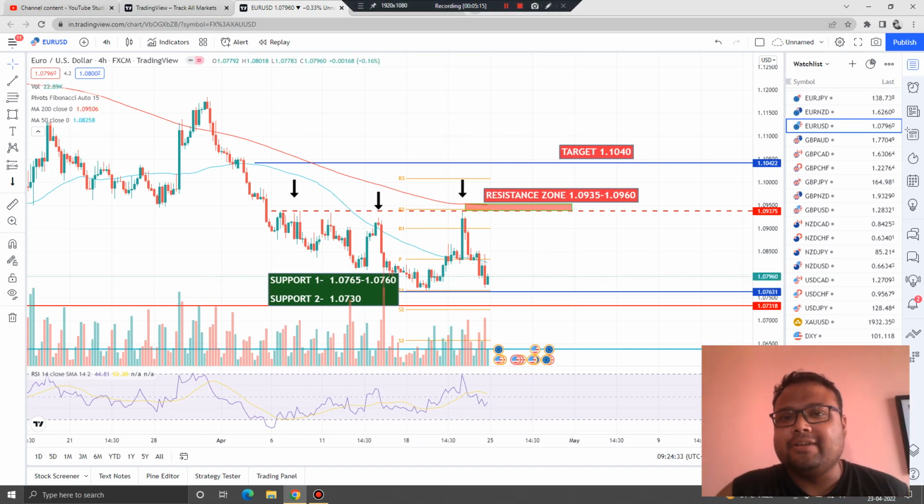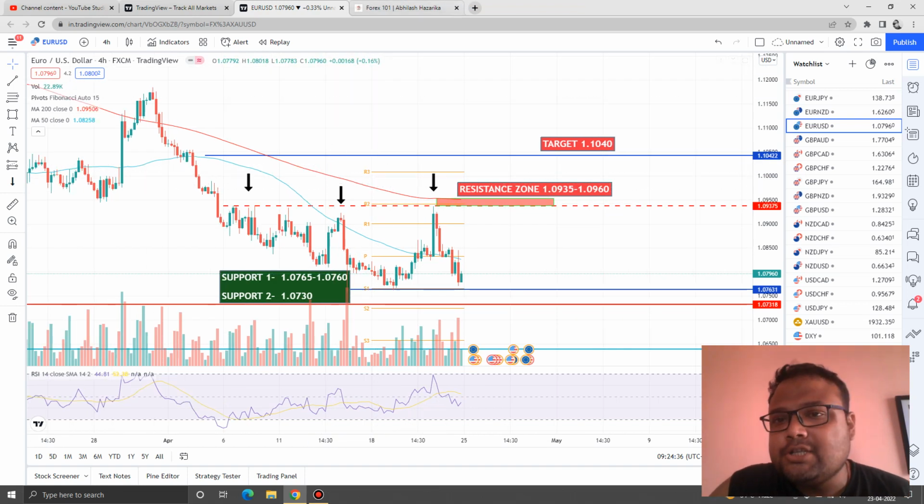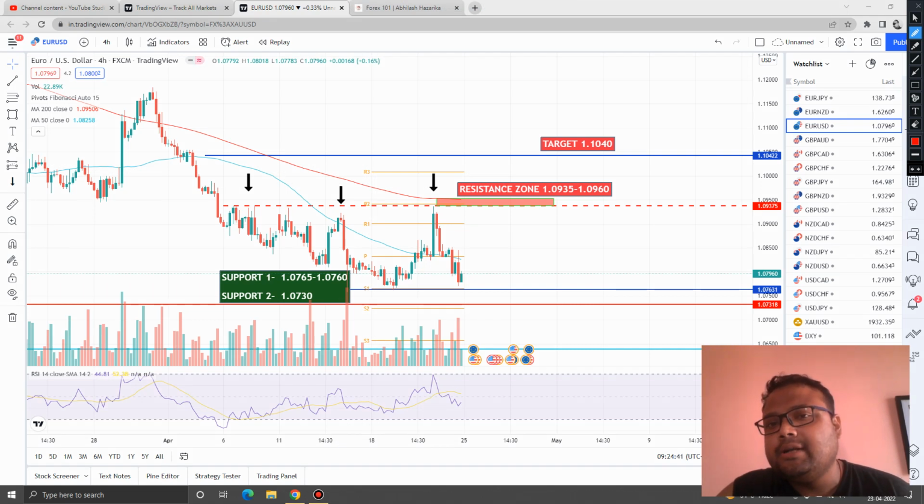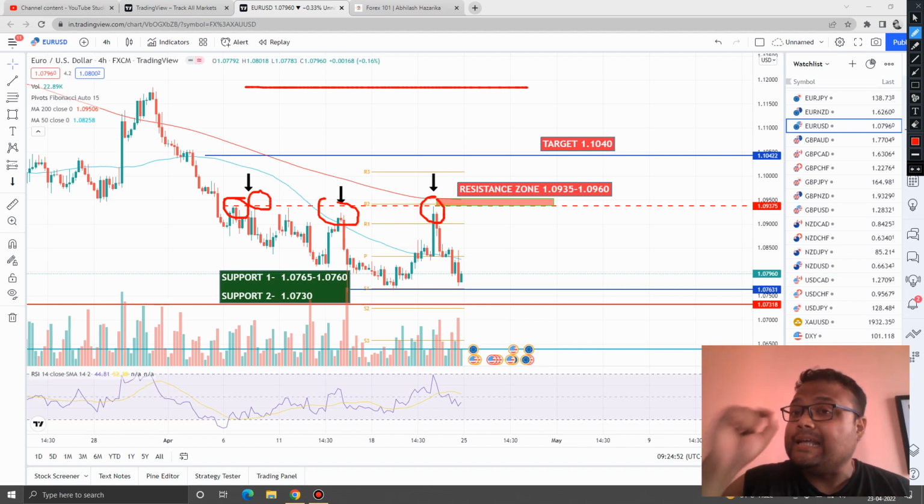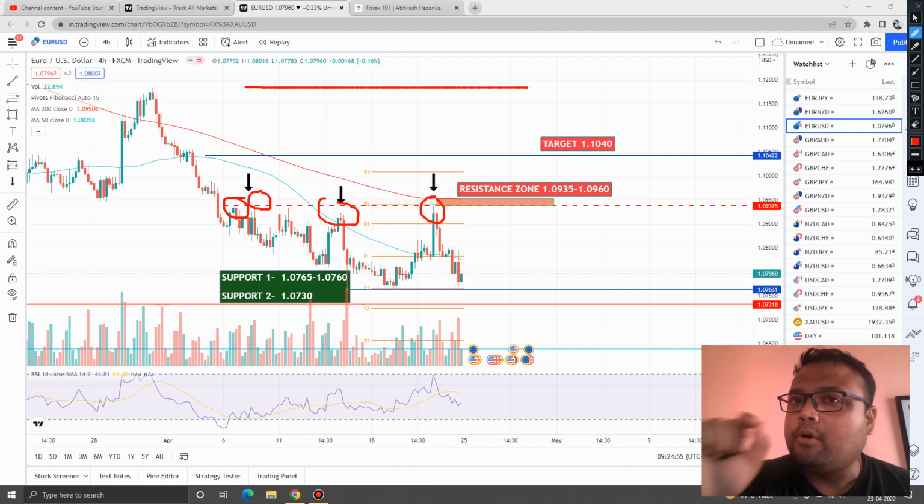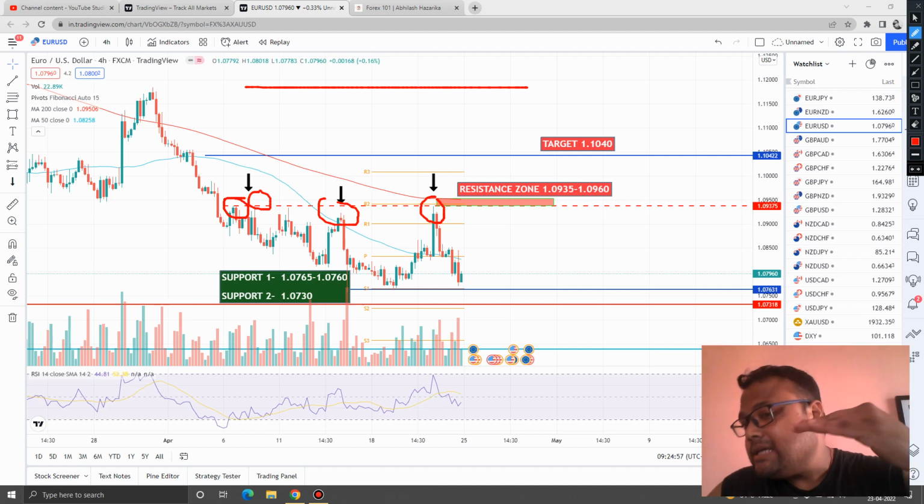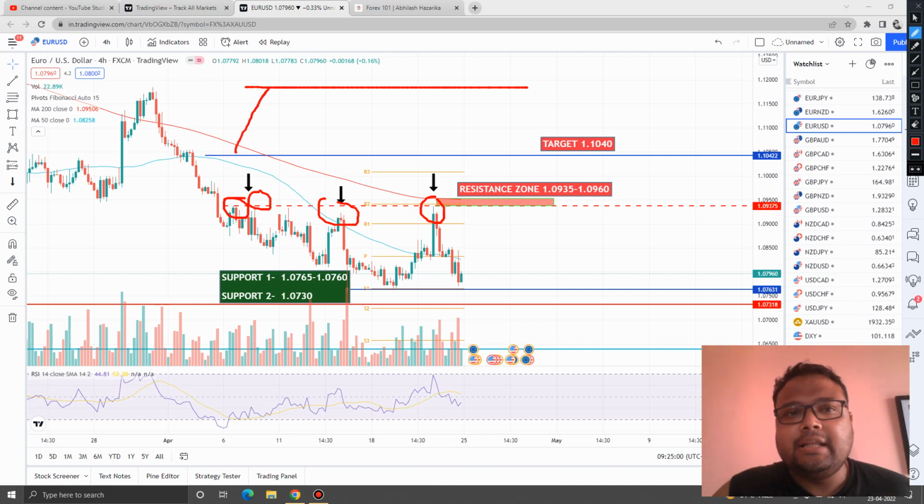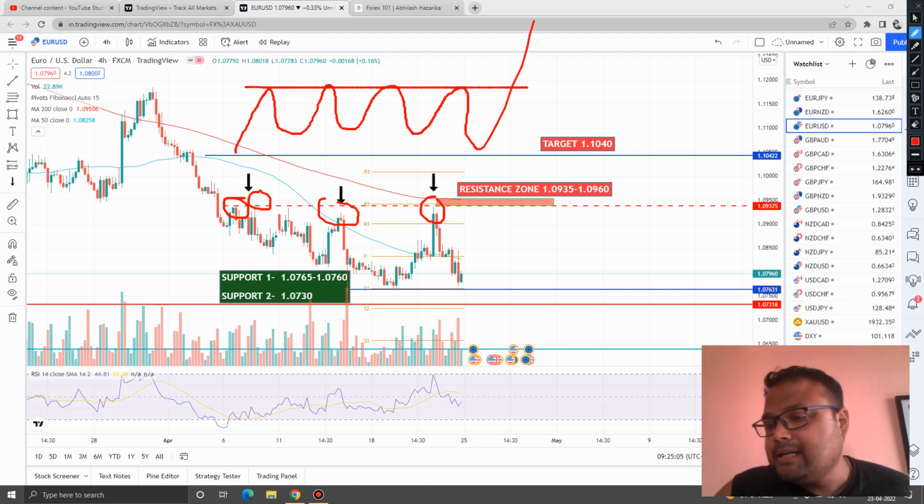Now let's talk about the resistance zone in the market. The problem with the resistance zone, which is around 1.0935 to 1.0960, is that market has already tested it too many times. And as we all know, if market tests a level too many times, the level loses its strength. So what we generally see is that at one time the market breaks the resistance and starts going up. So we may see a similar scenario here.